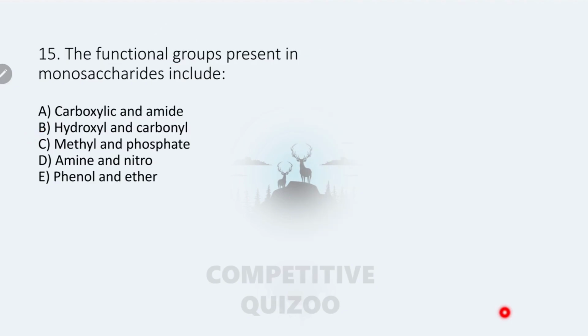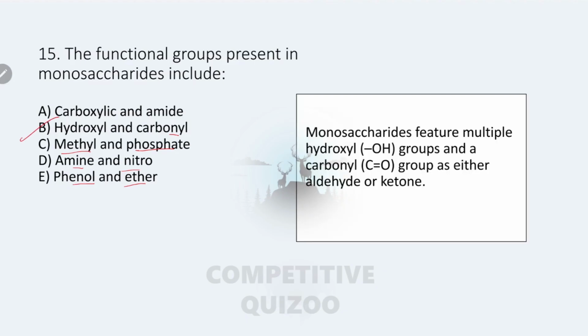Coming to the next question, the last question of this video. The functional groups present in monosaccharides include. Given options are carboxylic and amide, hydroxyl and carbonyl, methyl and phosphate, amine and nitro, phenol and ether. The correct answer to this question is hydroxyl and carbonyl. Monosaccharides feature multiple hydroxyl OH groups and carbonyl C=O groups as either aldehydes or ketones. Example, glucose, C6H12O6, has many OH groups and an aldehyde group.